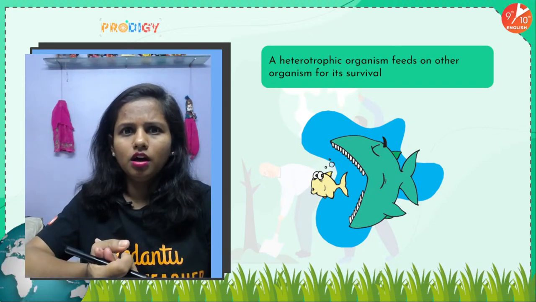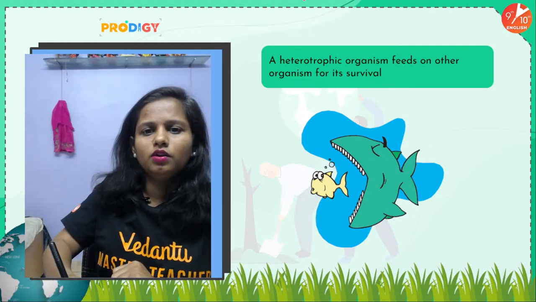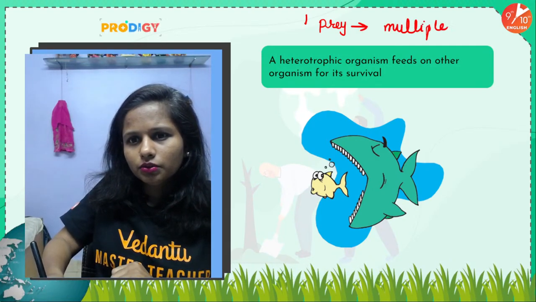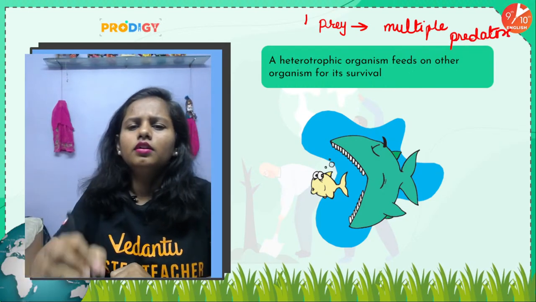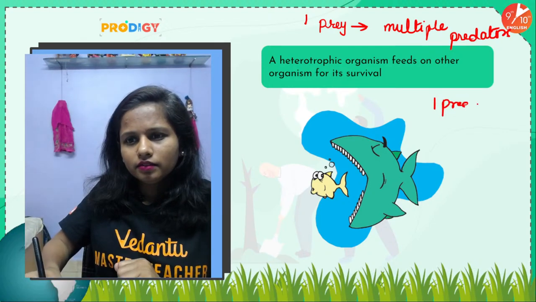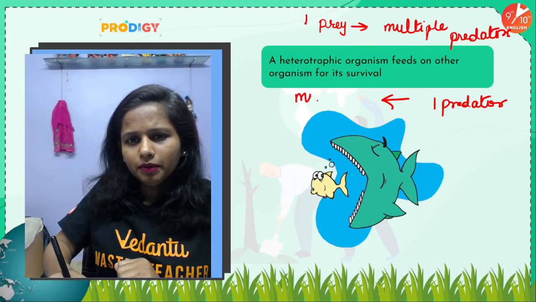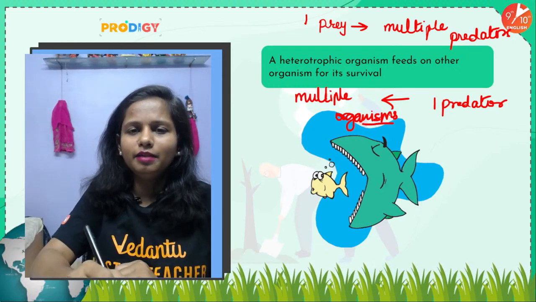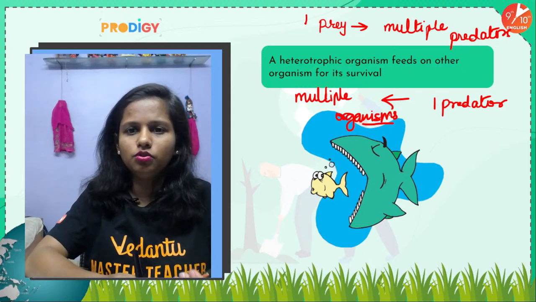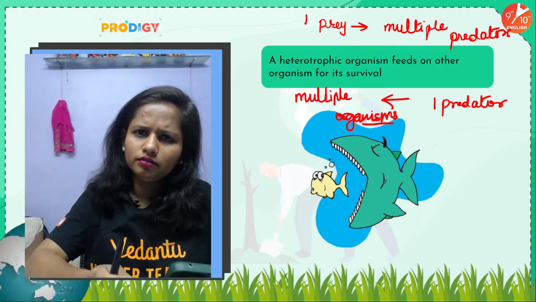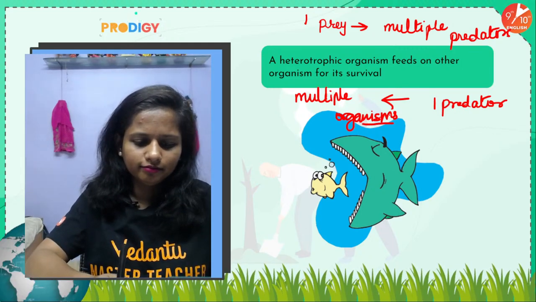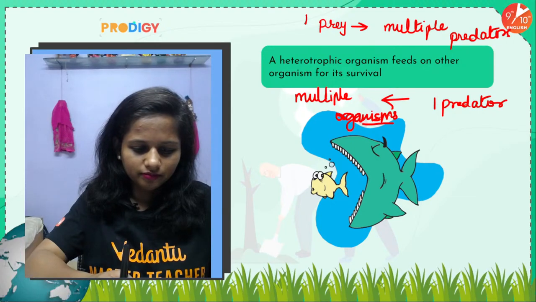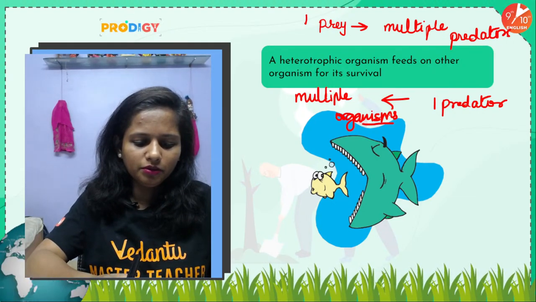However, if we talk about the prey-predator relationship, there can be one prey and it can have multiple predators, or there can be one predator which can prey upon multiple organisms, right? Yes or no? For example, if there is a tiger, the tiger will attack and feed upon whom? Tell me the prey-predator relationship. Madhyansh, you are absolutely right. Deer.